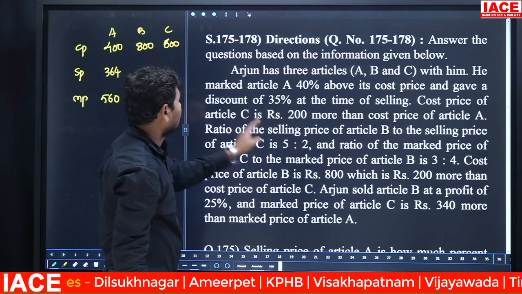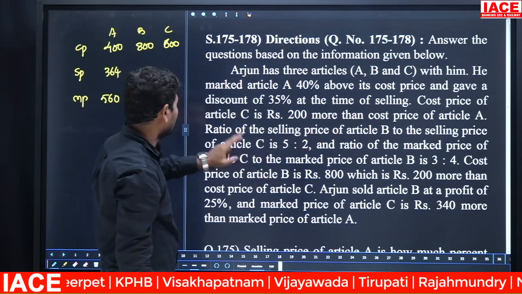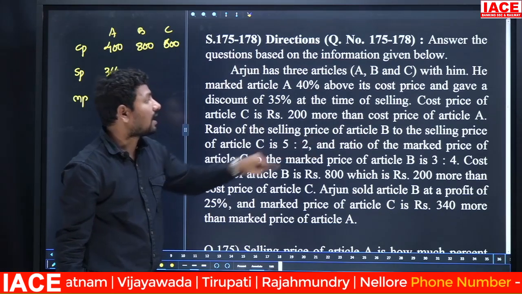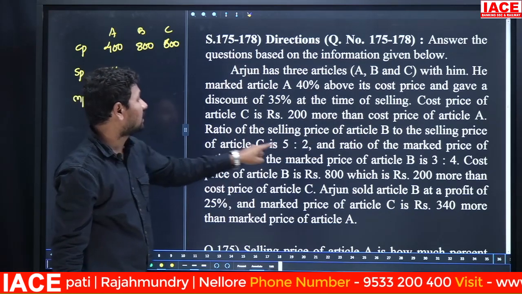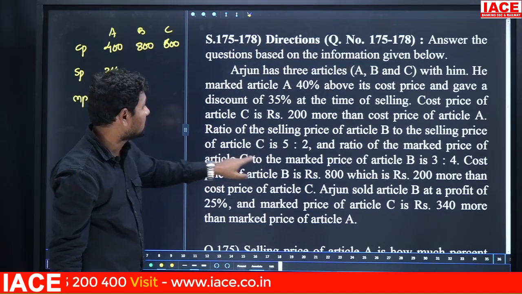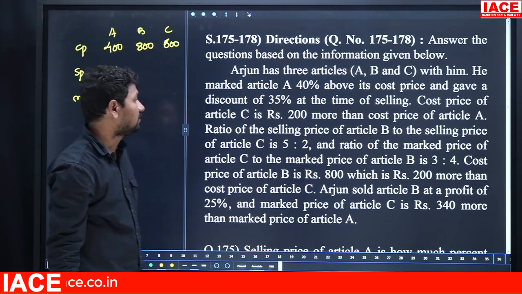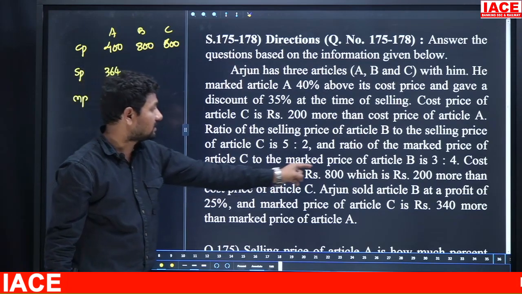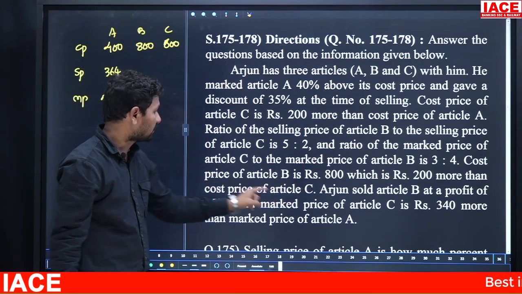Cost price of article C is 200 more than the cost price of article A. Ratio of the selling price of article B to the selling price of article C is 5:2. And the ratio of the market price of article C to the market price of article B is 3:4. Cost price of article B is 800, which is 200 more than the cost price of article C.